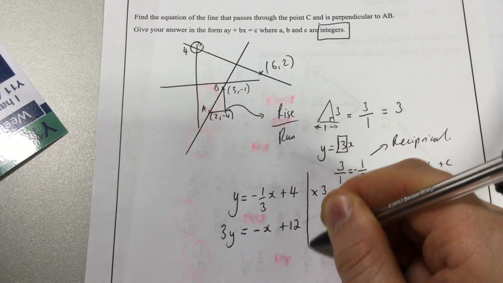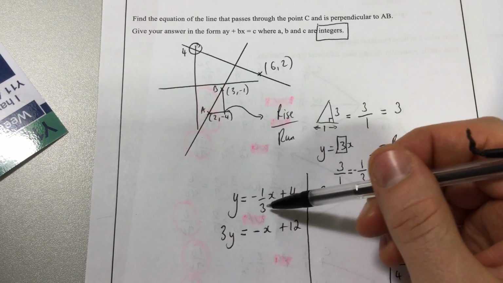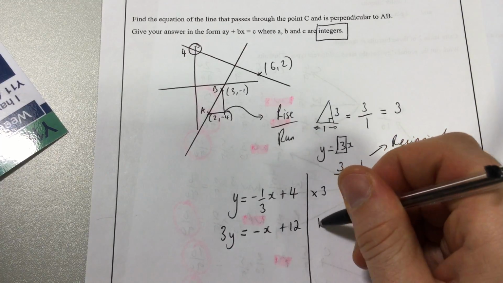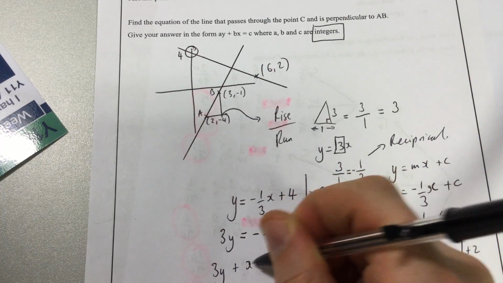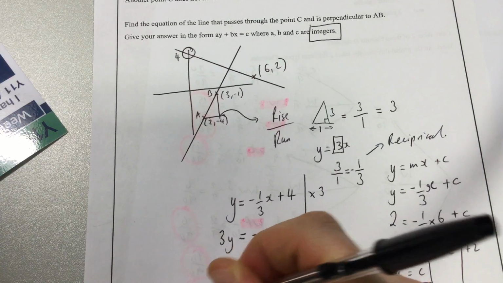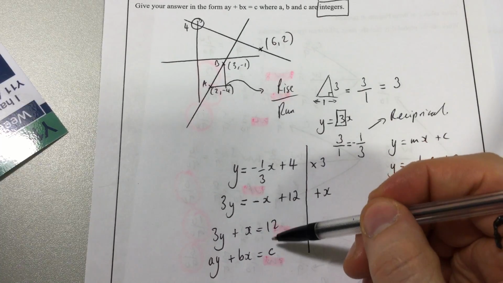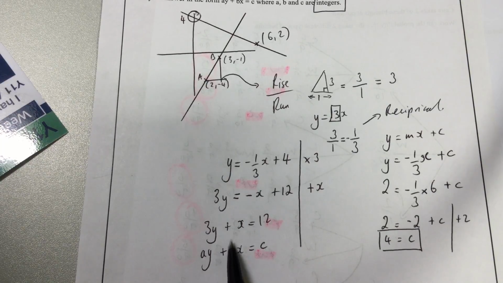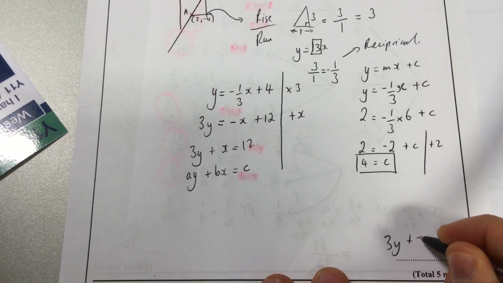Okay, and when we're doing typical rearrangement, we've structured it, or we teach it in a way where you don't always have to do this. But because I was dealing with this fraction, I had to sort it out now. And now I can move the x across. So to move the x across, I can add x. So 3y plus x equals 12. And if you look at the format that was after, it was ay plus bx equals c. So it's in the same format as what it's looking for. And they're all integers because c is 12, b is 1, and a is 3. Okay, so give your answer in that form. So that's what I've done. So just writing it down here.